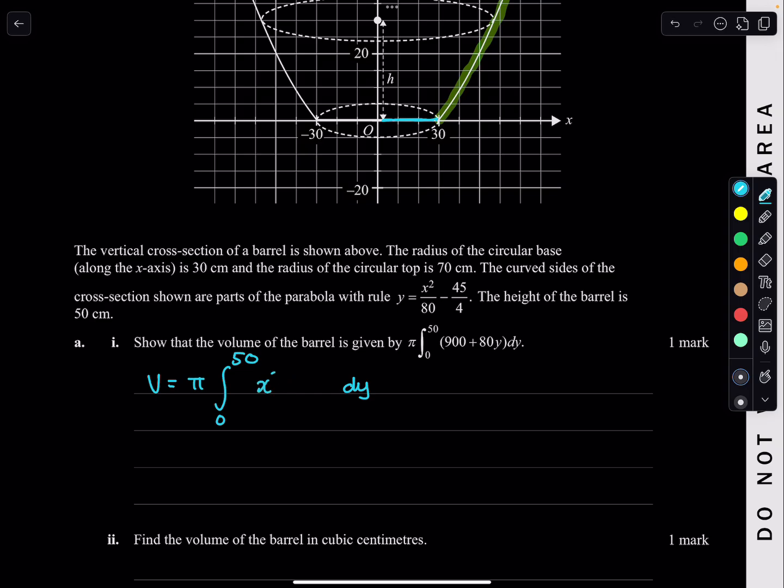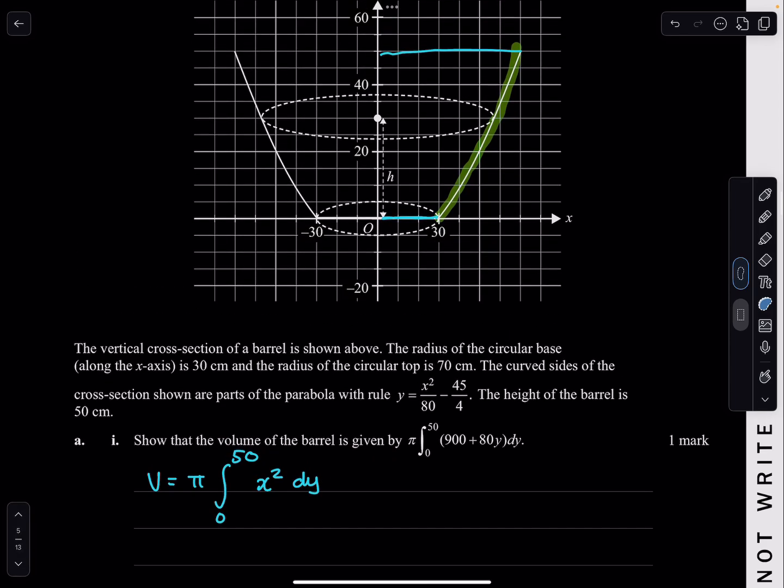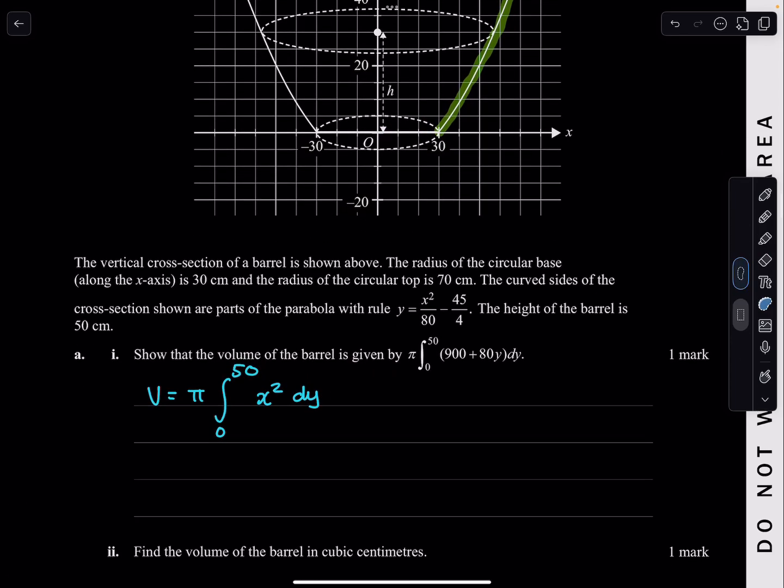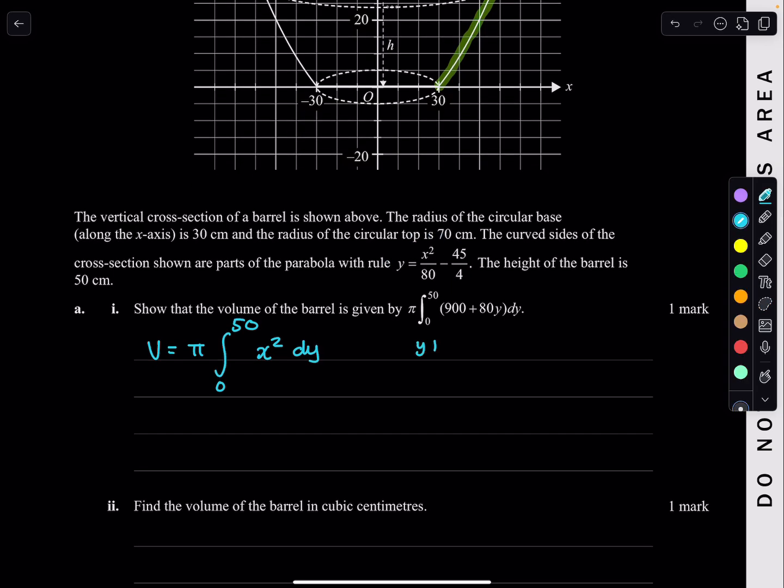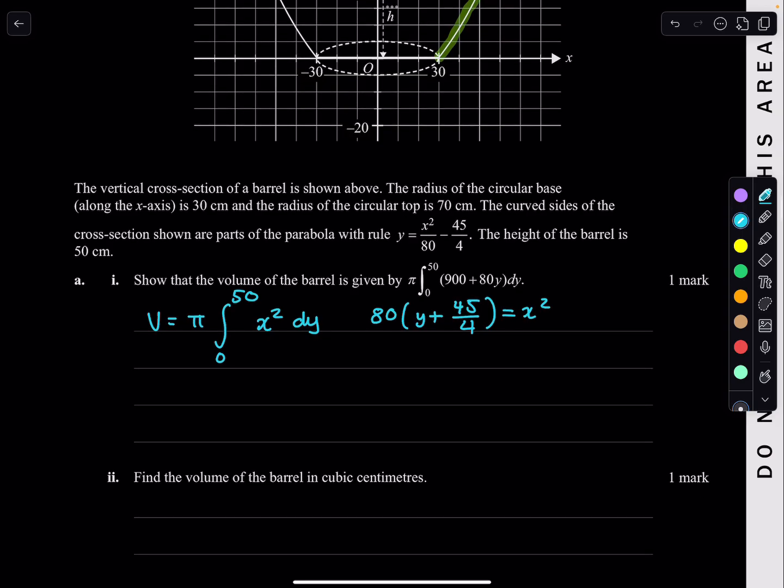So this is your x squared there. Done. Let's put that there. Now, what's my x squared? Well, I've got my equation, so I'm just going to solve for it when it's x squared. So bring that 45 over 4 on the other side and multiply both sides by 80 to get rid of that. So it becomes x squared. Expand that out: 80y plus 20 times 45, which is 900, equals x squared. So we can sub that in there, and we should get the same equation.